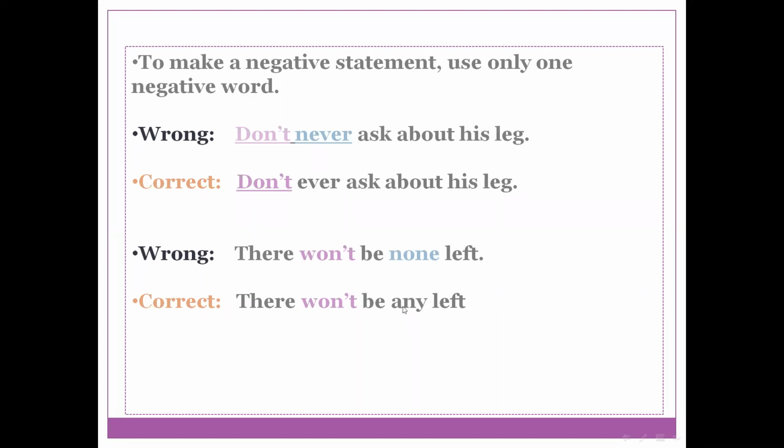So girls, again, we should use only one negative word in our sentence. It's wrong to use two negative words in the sentence. Remember this when you are writing an essay, for example. You have to remember that it's wrong when you are using two negative words together. Okay?